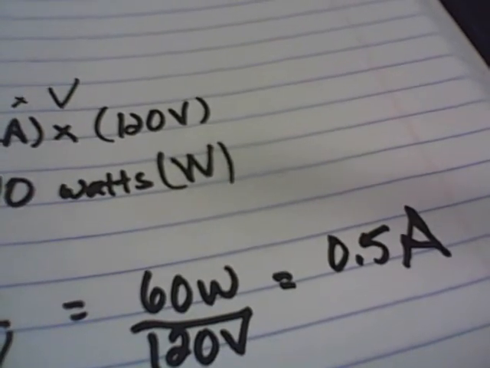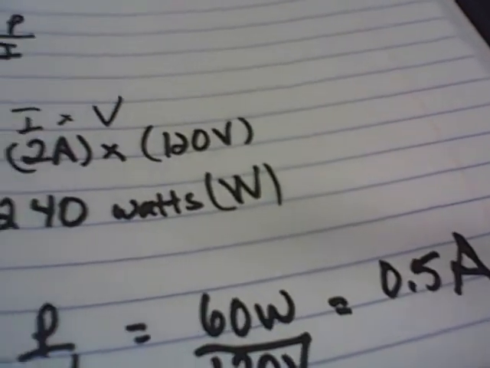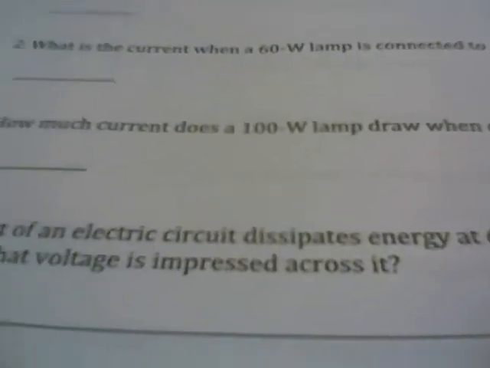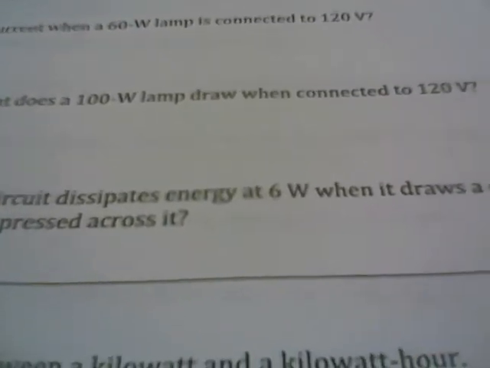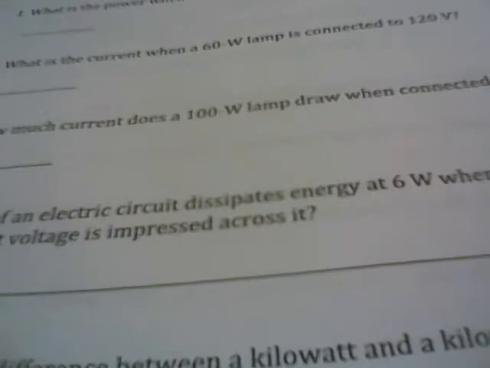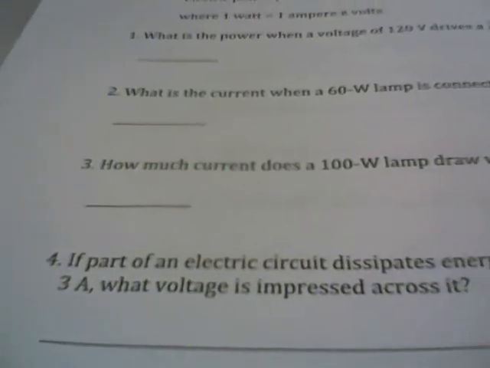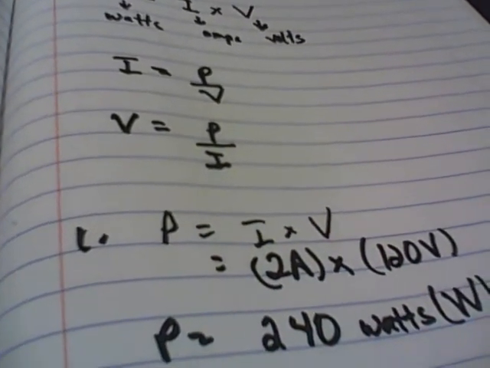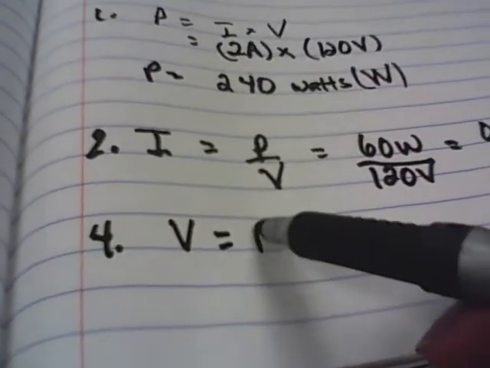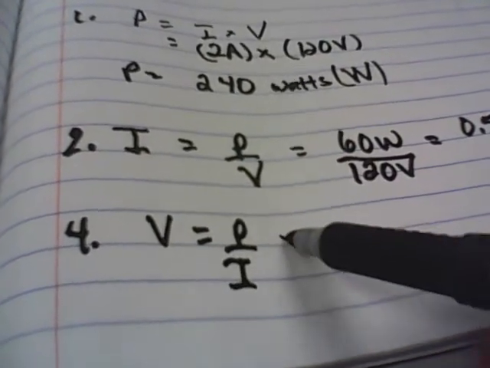So we've done one where we found power, another where we found current, and now we have to find voltage. So let's look at number 4 here. Number 4 says, a part of an electric circuit dissipates energy at 6 watts when it draws a current of 3 amps. What voltage is impressed across it? So, voltage here. And we say that volts is equal to power over current.